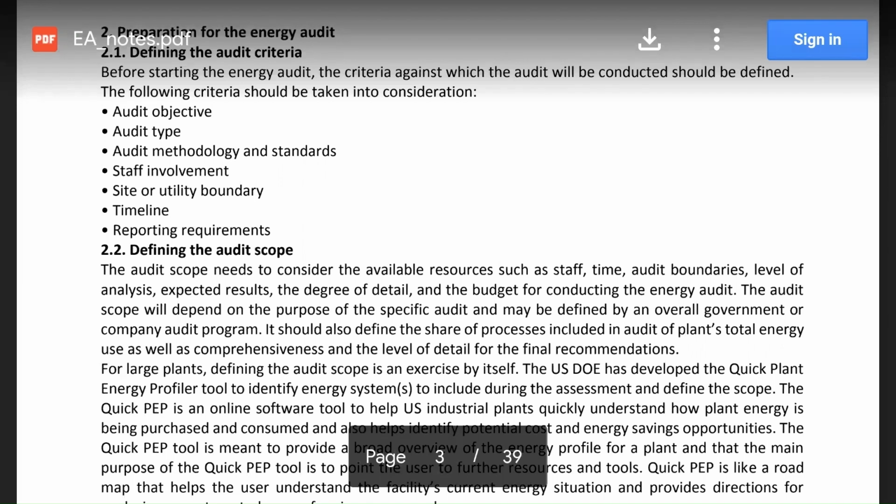For example, if the objective of the audit is cost saving, and the industry says, we want a saving of say 1 lakh rupees per month.